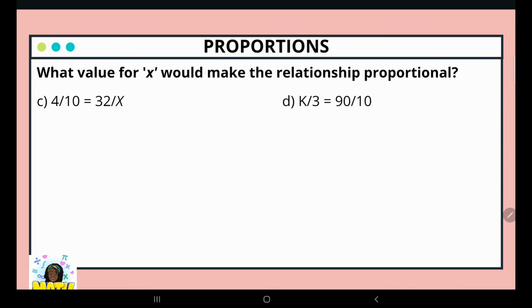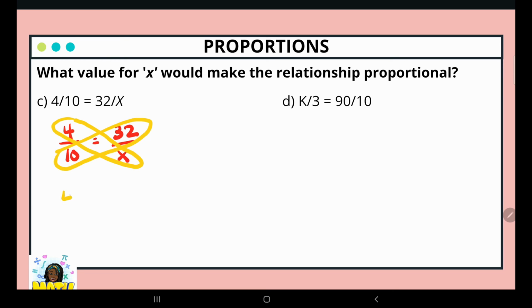Now let's talk about finding an unknown. It says, what value for x would make the relationship proportional? We're going to use the same approach that we did in the previous examples, cross multiplication. So 4 over 10 is equal to 32 over x, and I want to know what that x is. In order to figure it out, I'm going to cross multiply. I'm going to multiply 10 with 32 and 4 with x, and use my knowledge of solving equations to find the value of x.